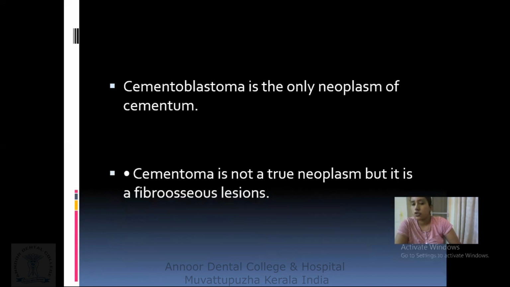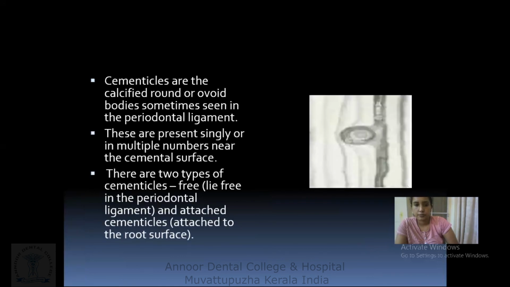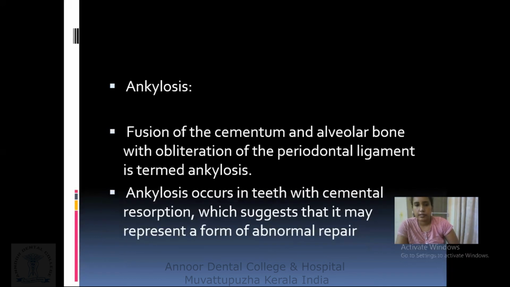Now, cementoblastoma is the only neoplasm of the cementum, and cementoma is not a true neoplasm, but it is a fibrous lesion. Now, cementicles are calcified, round or ovoid bodies, which are sometimes seen in the periodontal ligament. They can be present singly or in multiple numbers near the cemental surface. There are two types of cementicles, the free cementicles and the attached cementicles. The free cementicles lie in the periodontal ligament, and the attached cementicles are attached to the root surface.